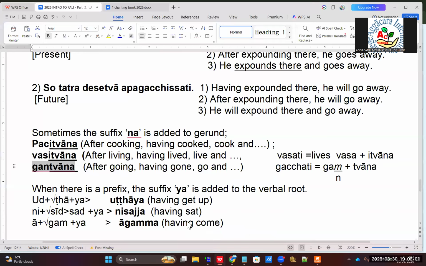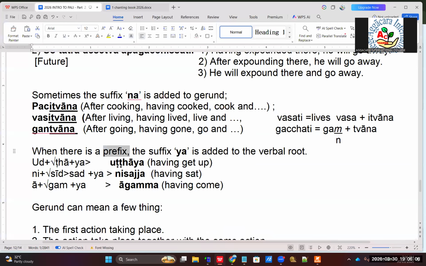All right. Okay. Now there's another suffix. We call it ya. Oh, sorry. When there's a prefix, like in this example, ut is a prefix, ni is a prefix, a is a prefix. So you have the roots tha, sit, gam. So ut plus thaya becomes utthaya, meaning having gotten out. So d and t when combined become tt, because remember Pali is a dialect, so it tries to make the pronunciation easier. So ni and sit becomes nisad, and ya.